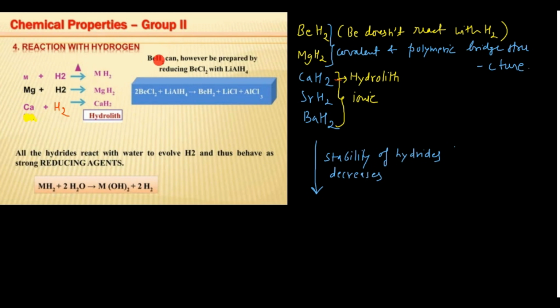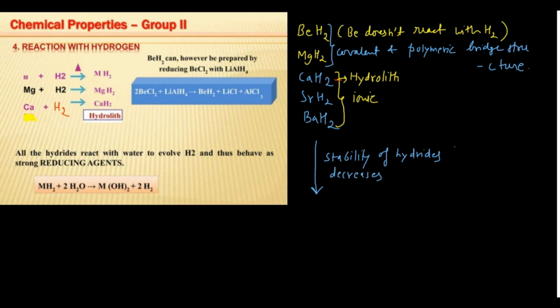And beryllium hydride BeH2 can however be prepared by reducing beryllium chloride with lithium aluminum hydride, which is a very strong reducing agent. Why does this happen? Because beryllium, due to its smaller size, is quite unreactive towards hydrogen. So if you try to heat beryllium with hydrogen to get beryllium hydride, the reaction is not possible. For the preparation of beryllium hydride, first you convert beryllium into beryllium chloride, and that beryllium chloride is reduced with the help of lithium aluminum hydride to get beryllium hydride. So this is the reaction which I have written here. This is something very, very important, and this reaction should be there in your notes also.